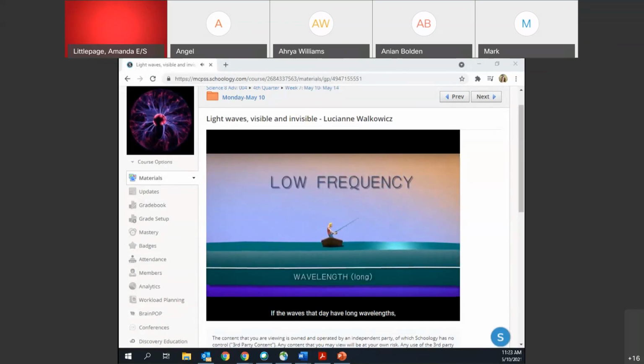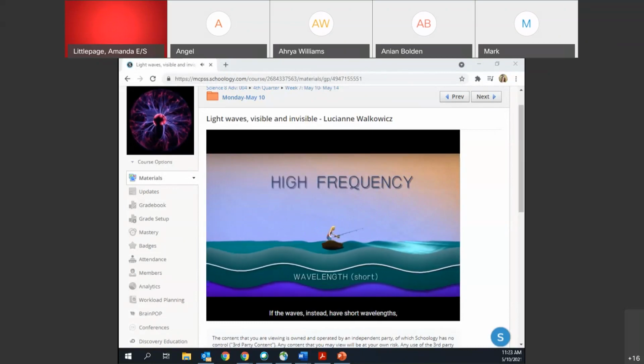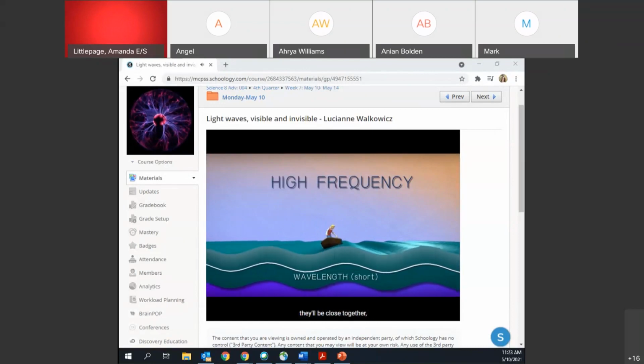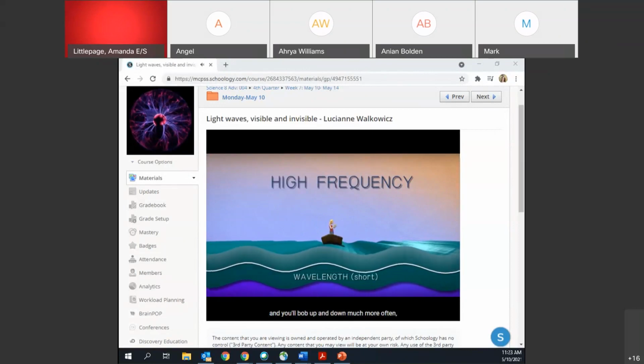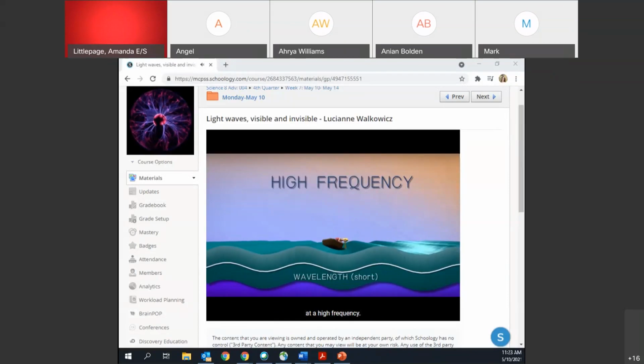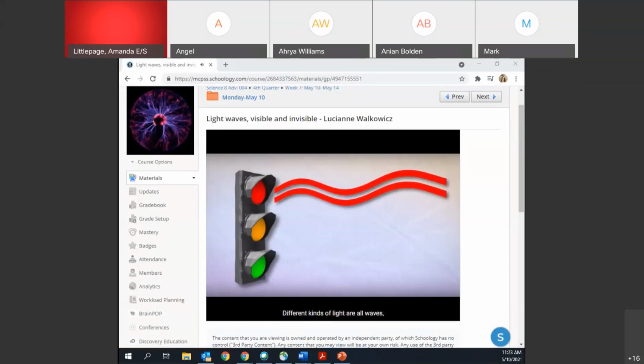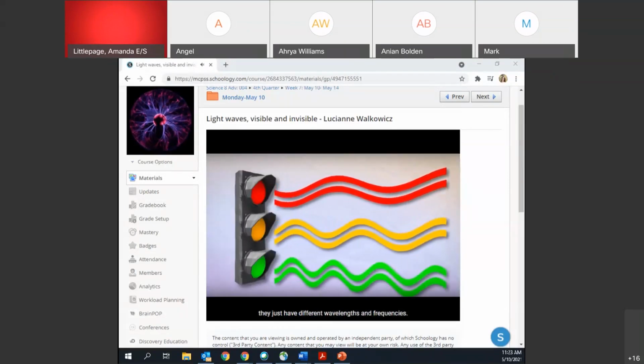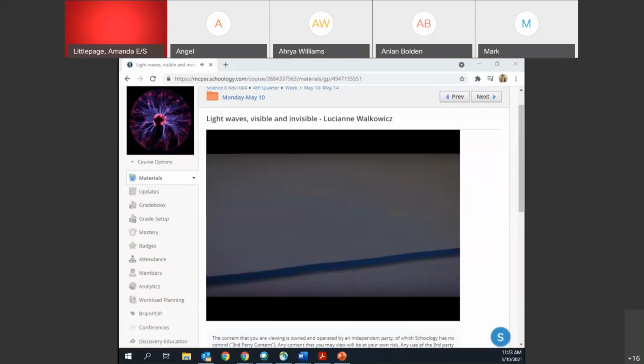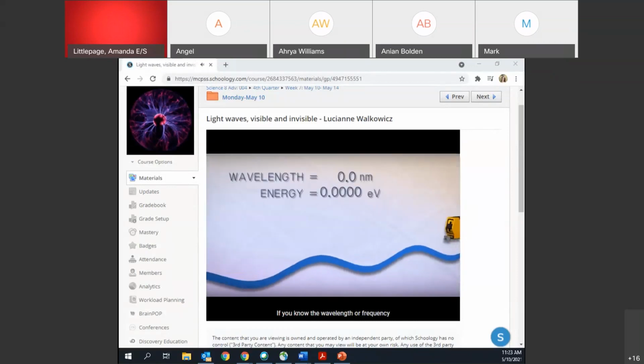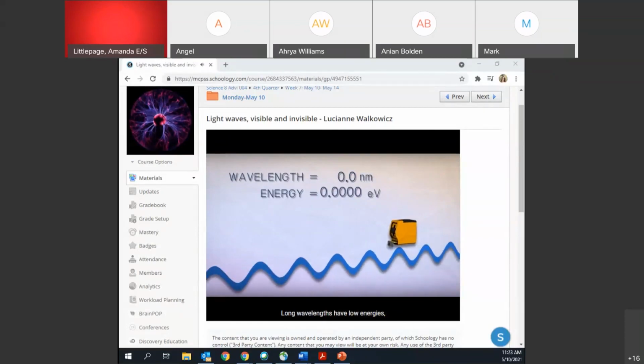If the waves that day have long wavelengths, they'll make you bob only so often, or at a low frequency. If the waves instead have short wavelengths, they'll be close together and you'll bob up and down much more often, at a high frequency. Different kinds of light are all waves, they just have different wavelengths and frequencies. If you know the wavelength or frequency of a wave of light, you can also figure out its energy. Long wavelengths have low energies, while short wavelengths have high energies.